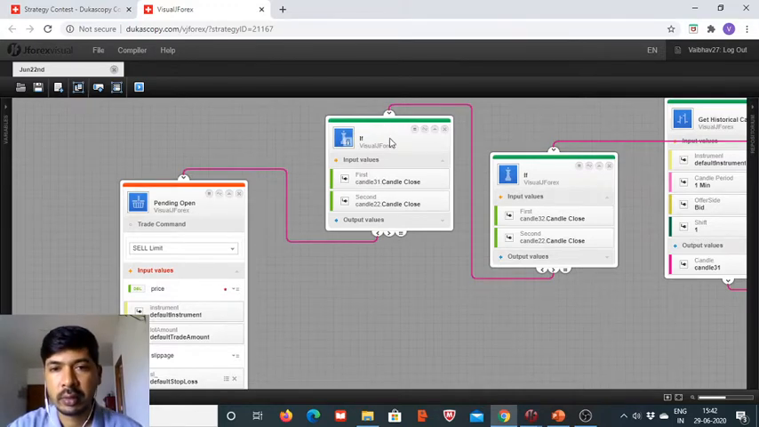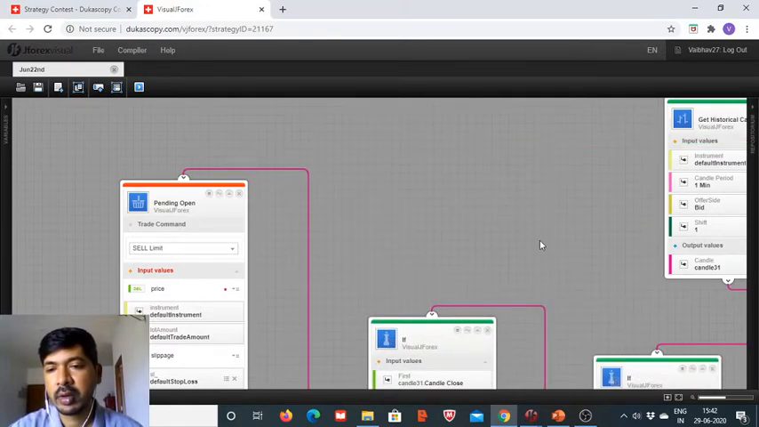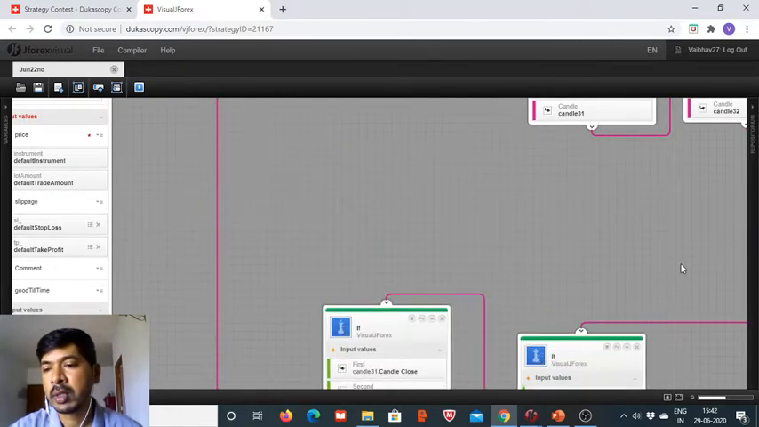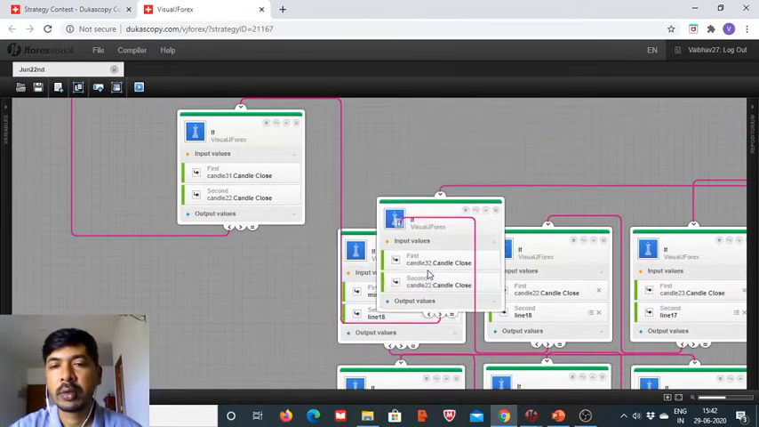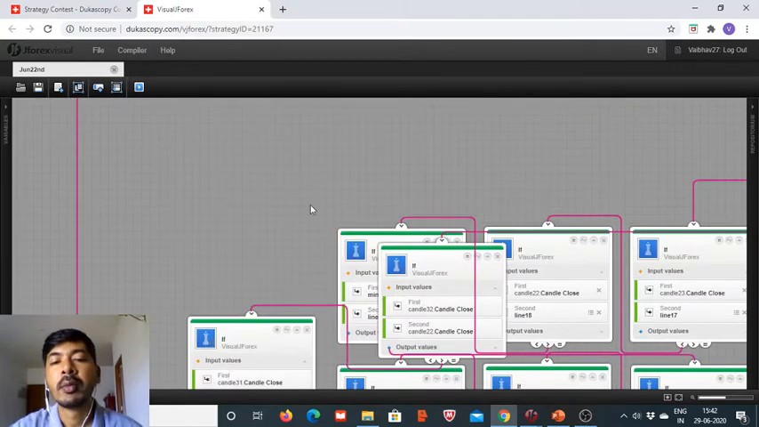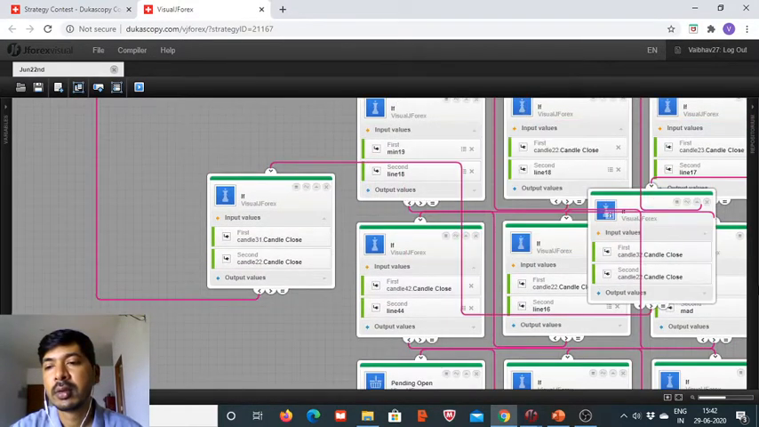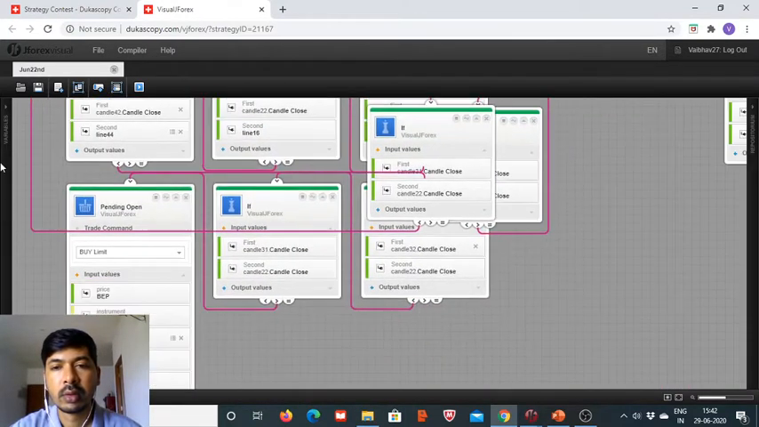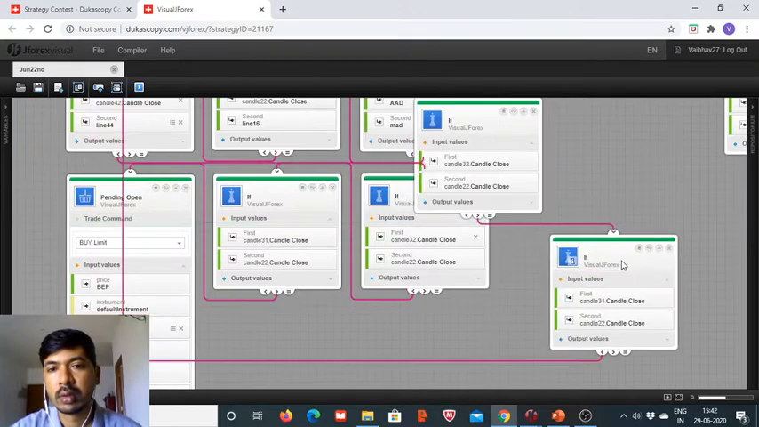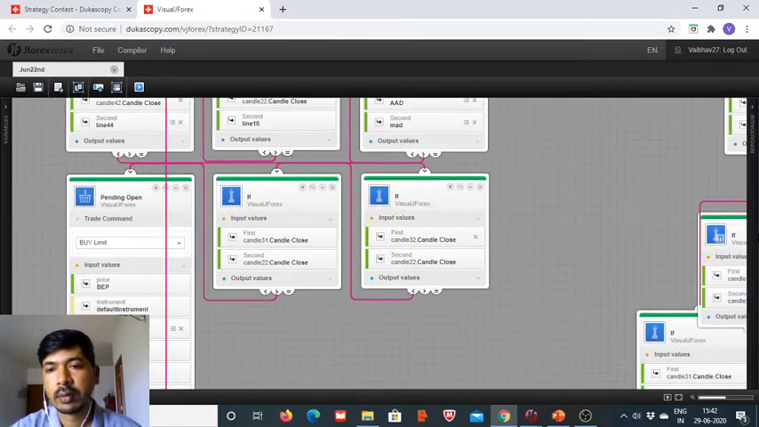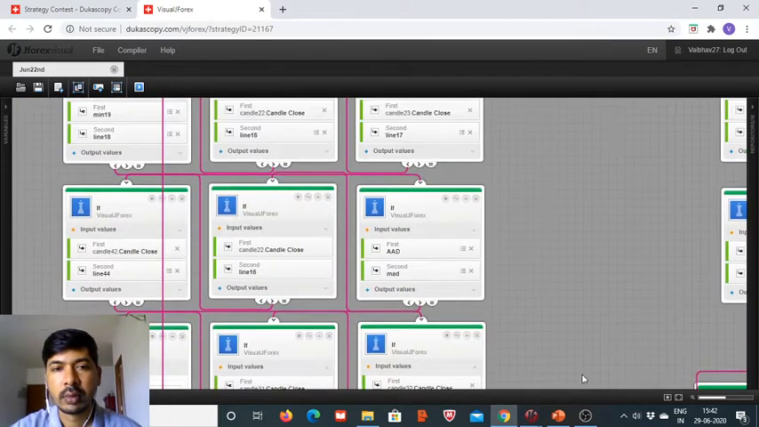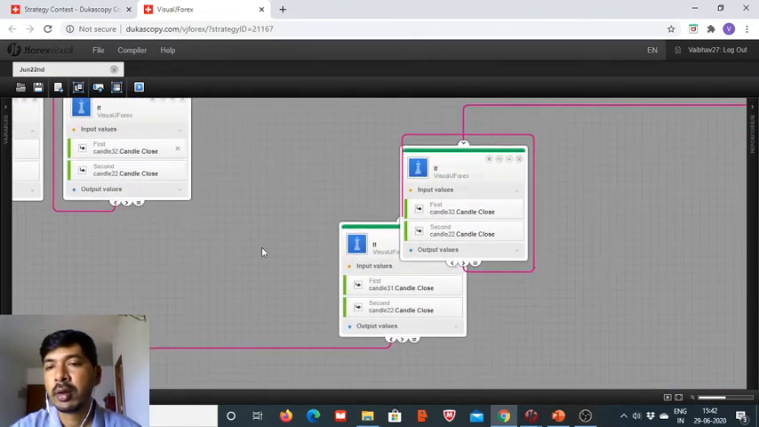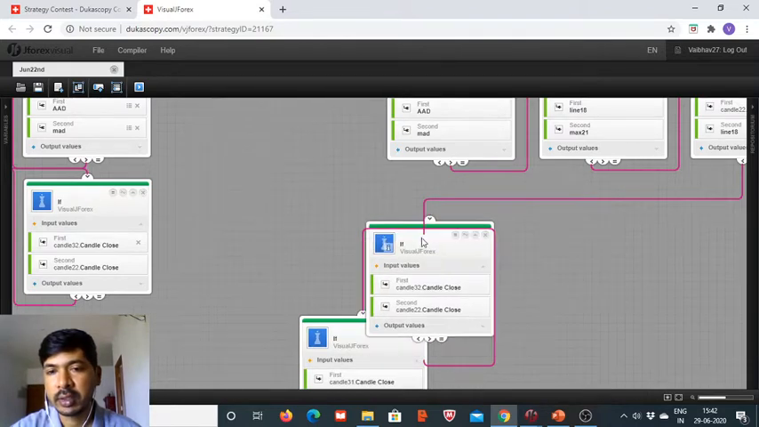So here we have defined almost all the conditions. We will make sure that it is symmetrical, so we will take a look at the buy side as well. Yes, we have 8 conditions in place on the buy side. On the sell side as well, we have 8 conditions in place.